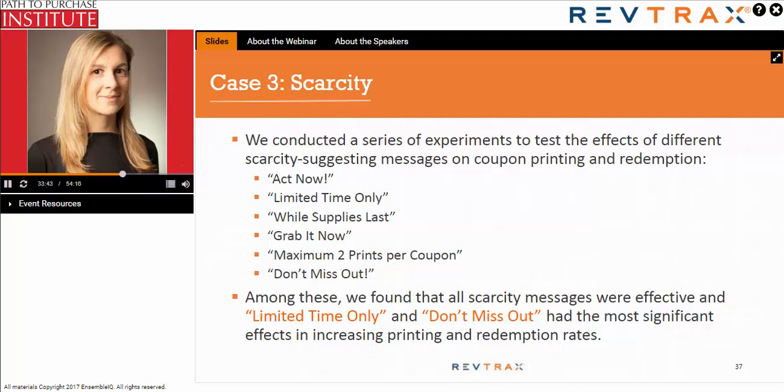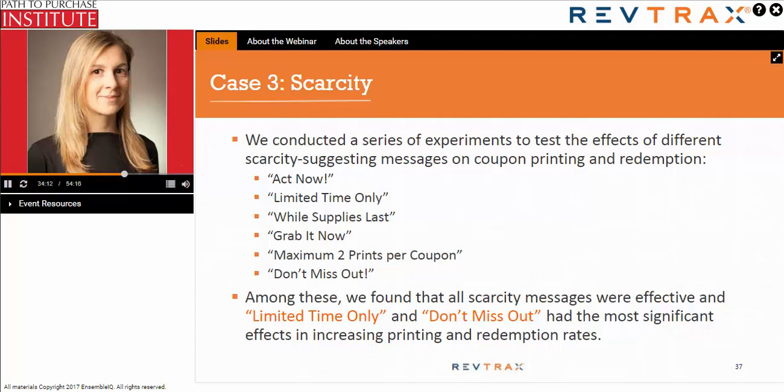So the first thing that we found, which is very important, is that they always statistically significantly outperformed the control. The second thing that we found was how effective these messages were relative to each other, and we found that, at least in our case and in our setting, limited time only and don't miss out had the most significant effects in increasing printing and redemption rates.